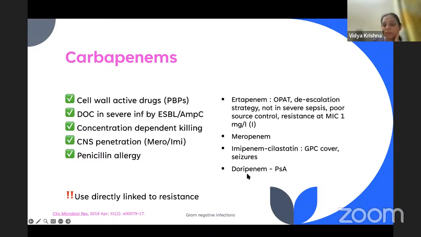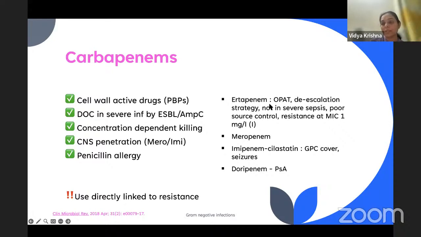There are other drugs, but I think doripenem is not used at all. Meropenem is what we all are aware of. Imipenem-cilastatin has slightly better gram-positive cover, and obviously we know that it has seizure potential. Ertapenem is important to know if you want to do outpatient therapy, so it is once or twice daily dosing. We use it for de-escalation. It does not cover Acinetobacter and Pseudomonas.